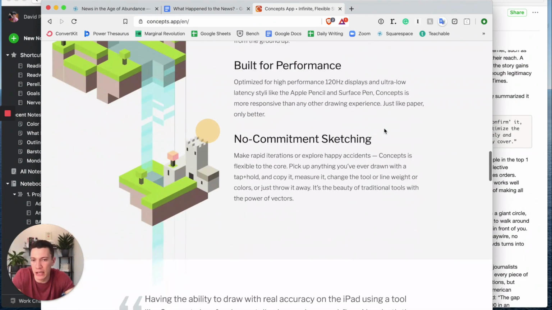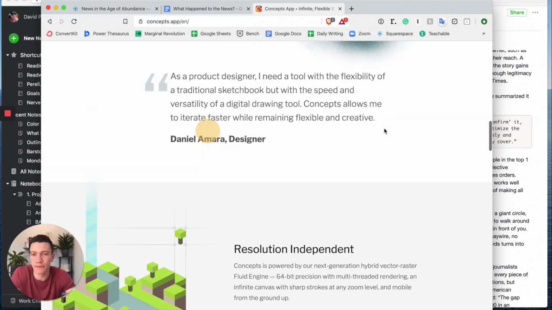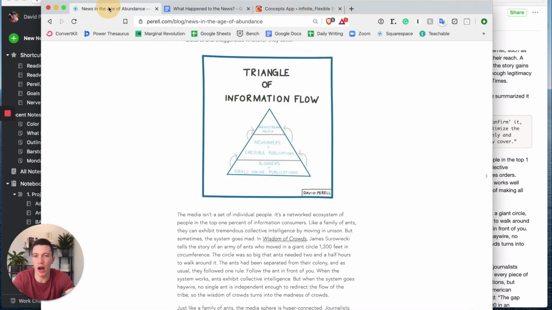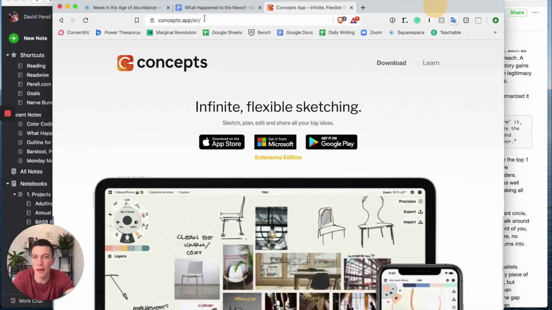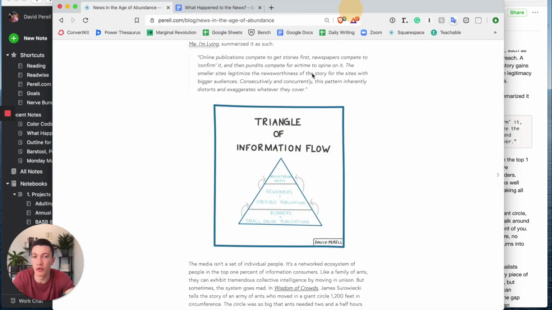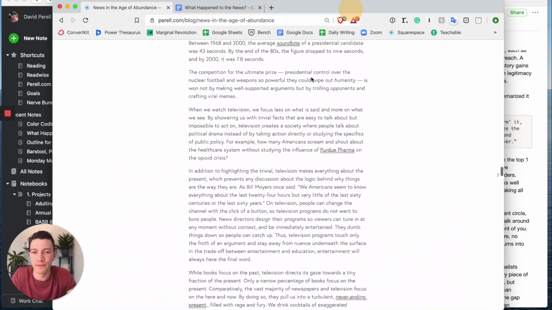But it is really helpful and allows me to create drawings that look really beautiful. So it's about a $30 iPad app. Definitely recommend it if that's something that you want to do.